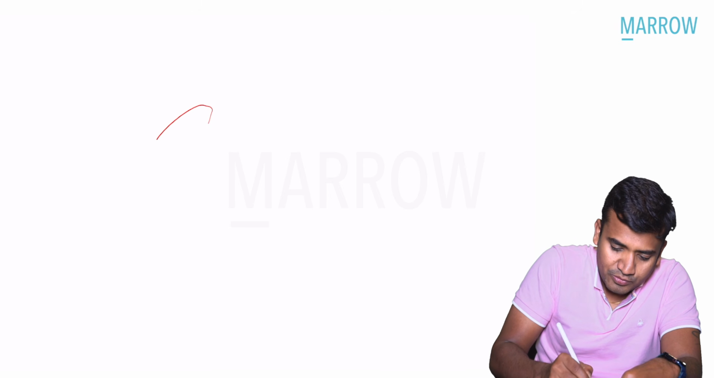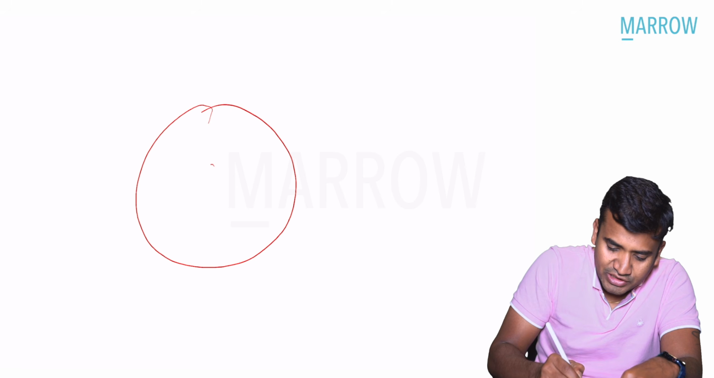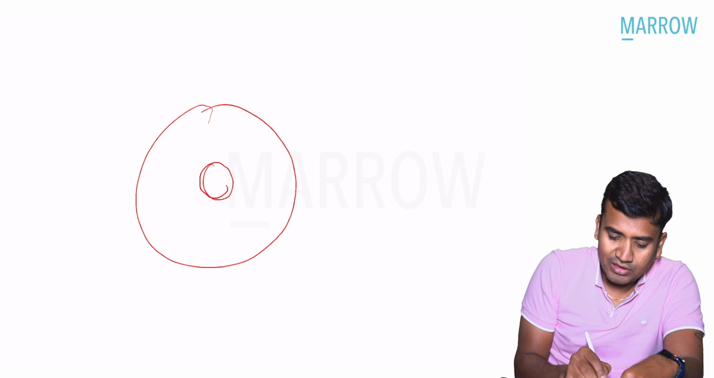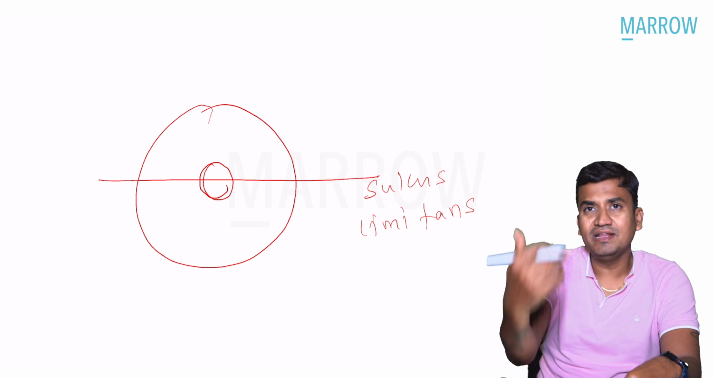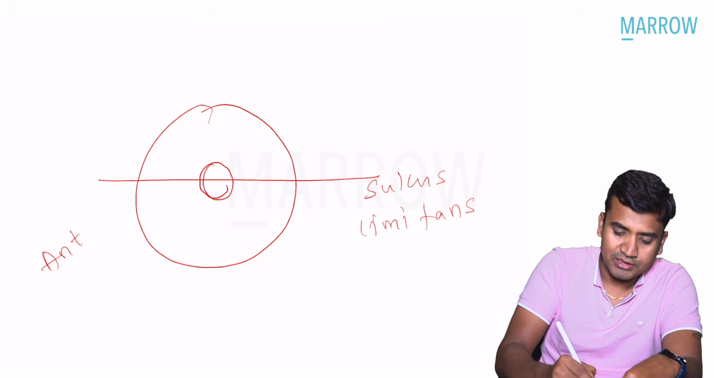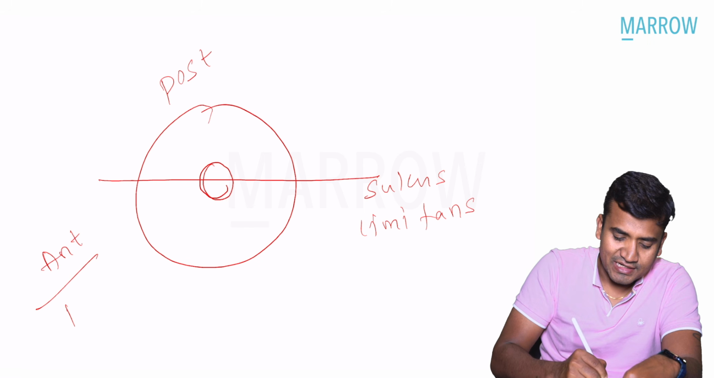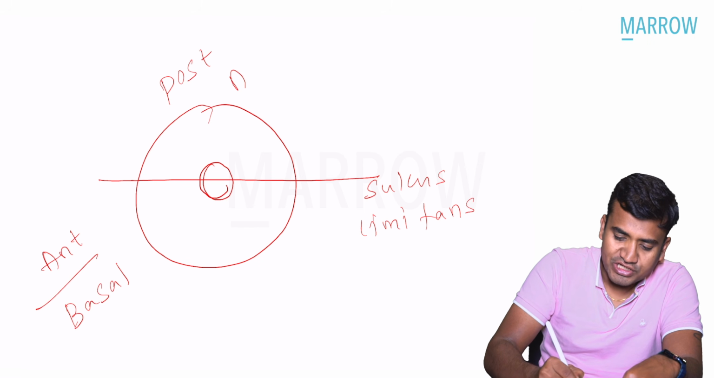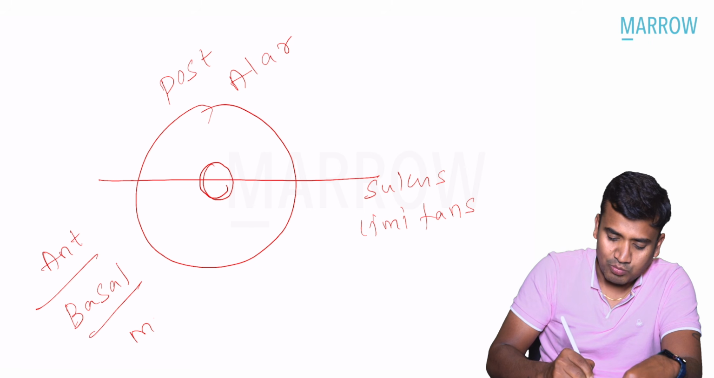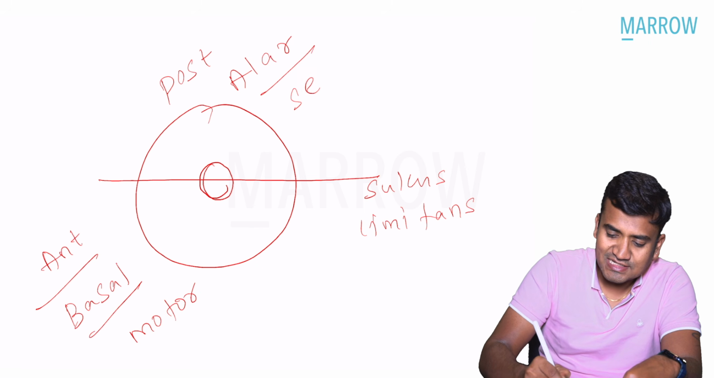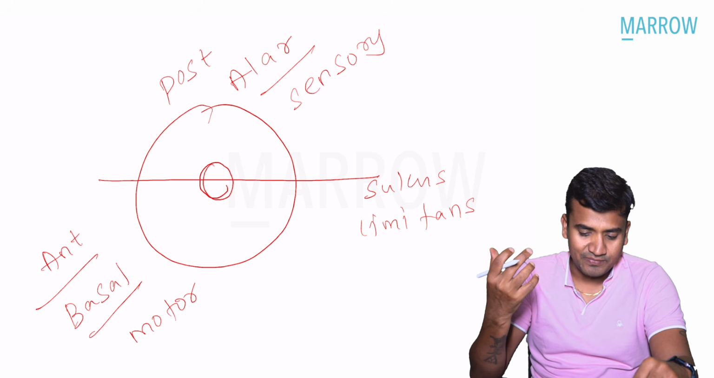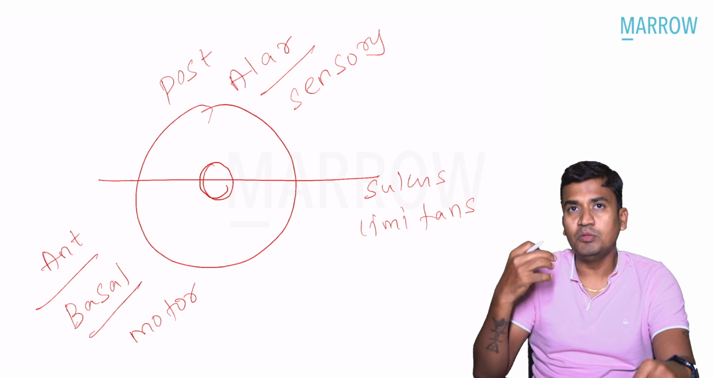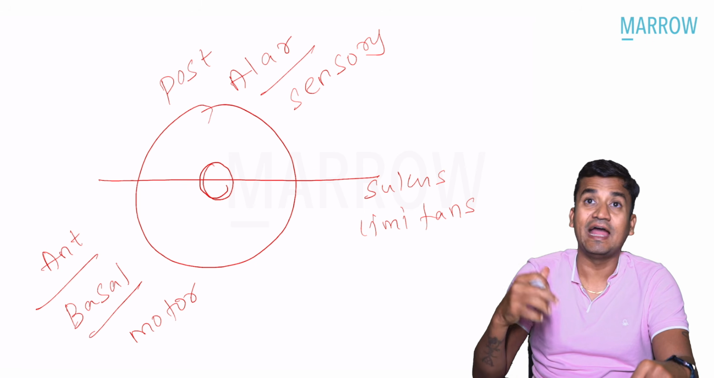Now this is our neural tube. Inside the neural tube we have the cavity. This line is called the sulcus limitans. The sulcus limitans divides the neural tube into an anterior part and a posterior part. Anterior is basal and posterior is alar. Basal is motor and alar is sensory. All the sensory nuclei are present in the alar part, posterior. All the motor nuclei are present in the basal plate, anterior.